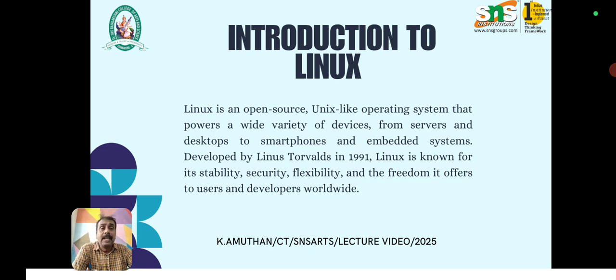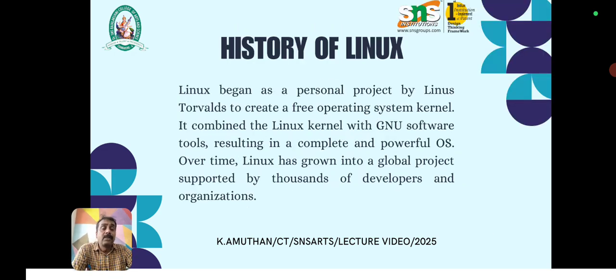That means system software. Linux is an open source, Unix-like operating system that powers a wide variety of devices from servers and desktops to smartphones and embedded systems. Developed by Linus Torvalds in 1991. Actually, Linus was a student, and Linux was his final year project. The student developed a final year project that is called Linux. Linux is open source. We can easily access it, develop it, update it, and give another version of Linux. So there are some Linux versions. One is Red Hat Linux and Ubuntu.